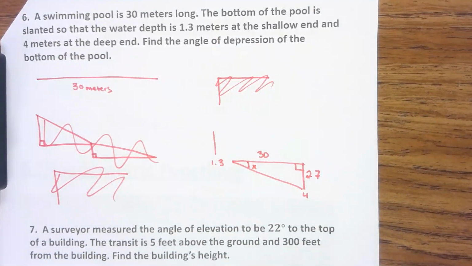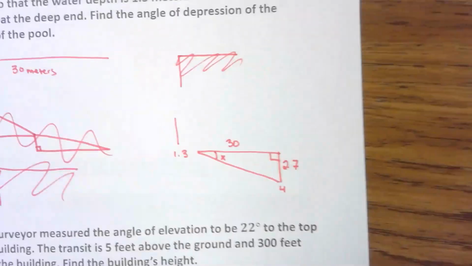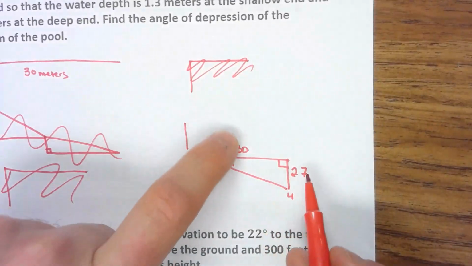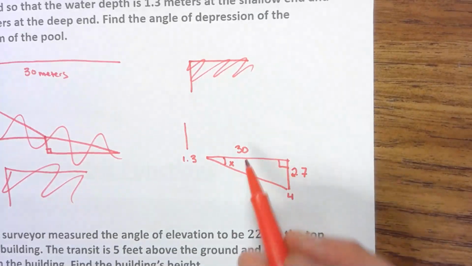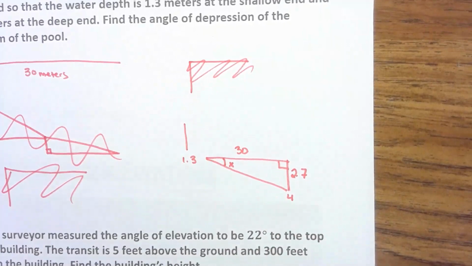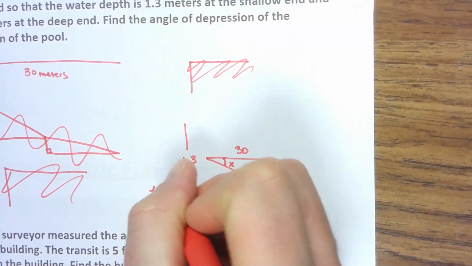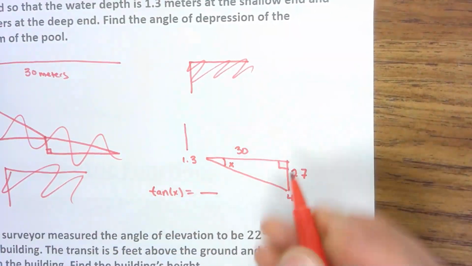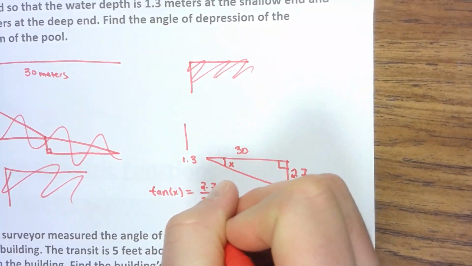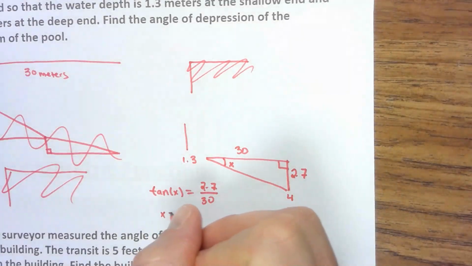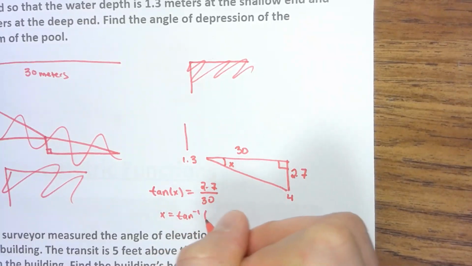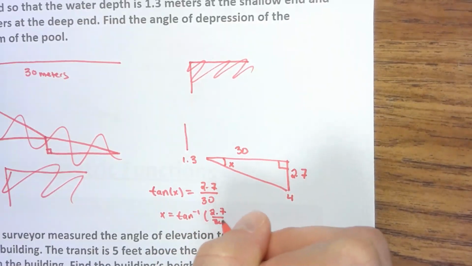Again, we're going to start with the trig function that uses the information provided. I know two legs. If I want to find the hypotenuse, we can, but we don't need to. That would just be extra work. So I'm thinking, I have this angle, which trig function does not involve the hypotenuse? That would be tangent. So I'm going to take tangent of the angle x, and it's equal to the opposite side, which is 2.7, over the adjacent side of 30. And if I want to find the angle, I have to undo taking the tangent of that angle and take the inverse tangent of 2.7 divided by 30.